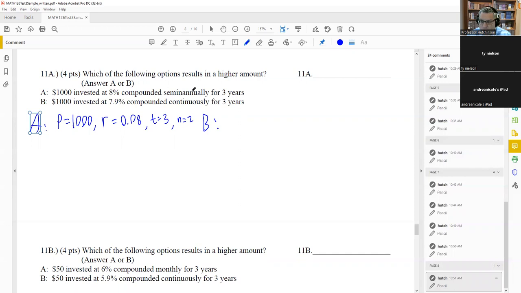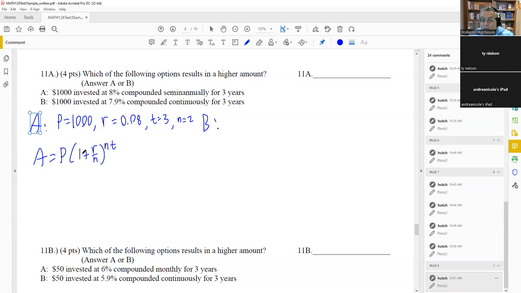If you have annually, N is 1, semi-annually, N is 2, quarterly, N is 4, monthly, N is 12, weekly is 52, and daily is 365. So those are some things you want to make sure you know. That's how I knew that N was equal to 2 because of the word semi-annually. Now for A, you want to know this formula. This is the compound interest formula. P times 1 plus R over N to the NT.